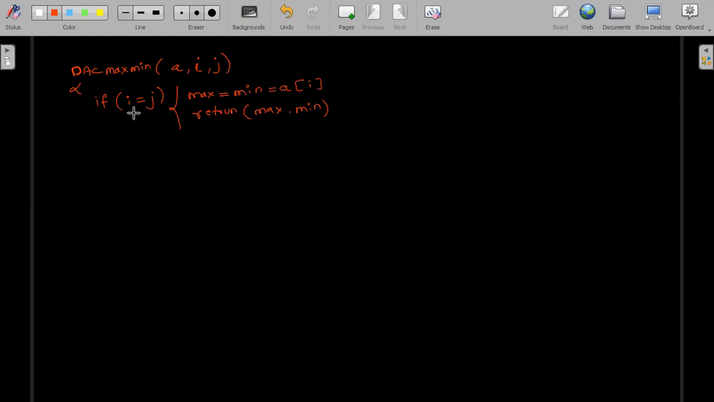So what is this exactly? It is nothing but i is equal to j. You can see this one, i is equal to j is nothing but a small problem. It's a small problem actually.